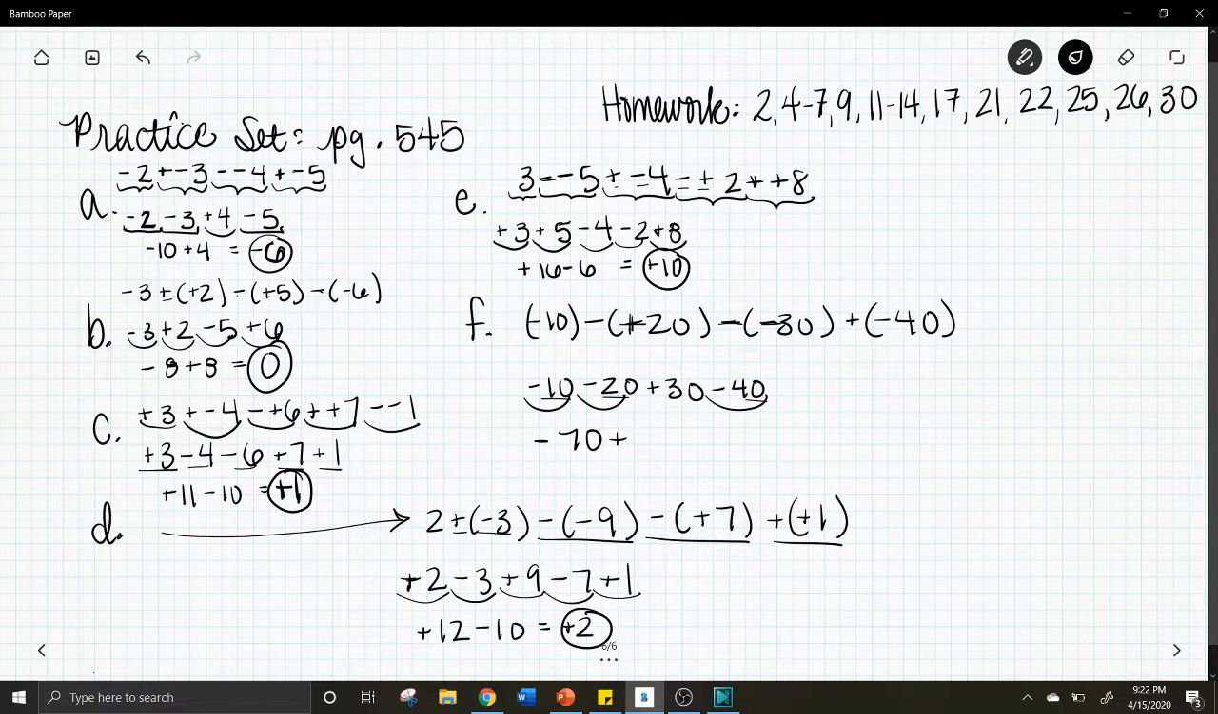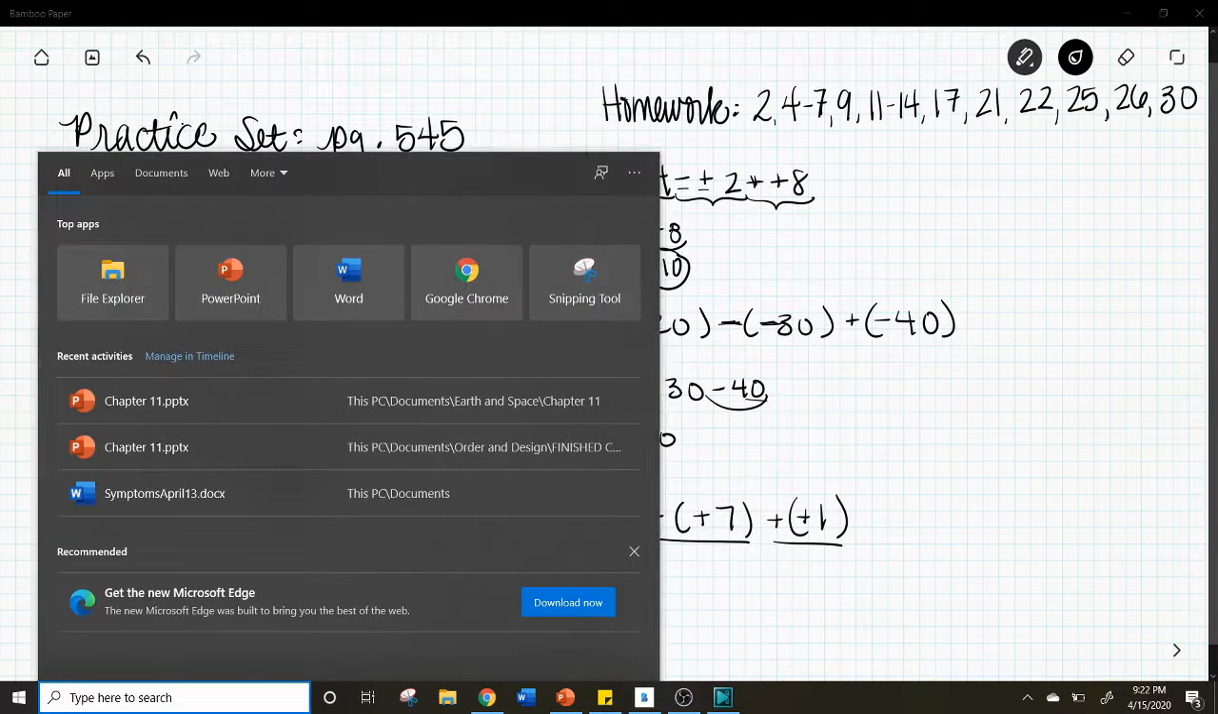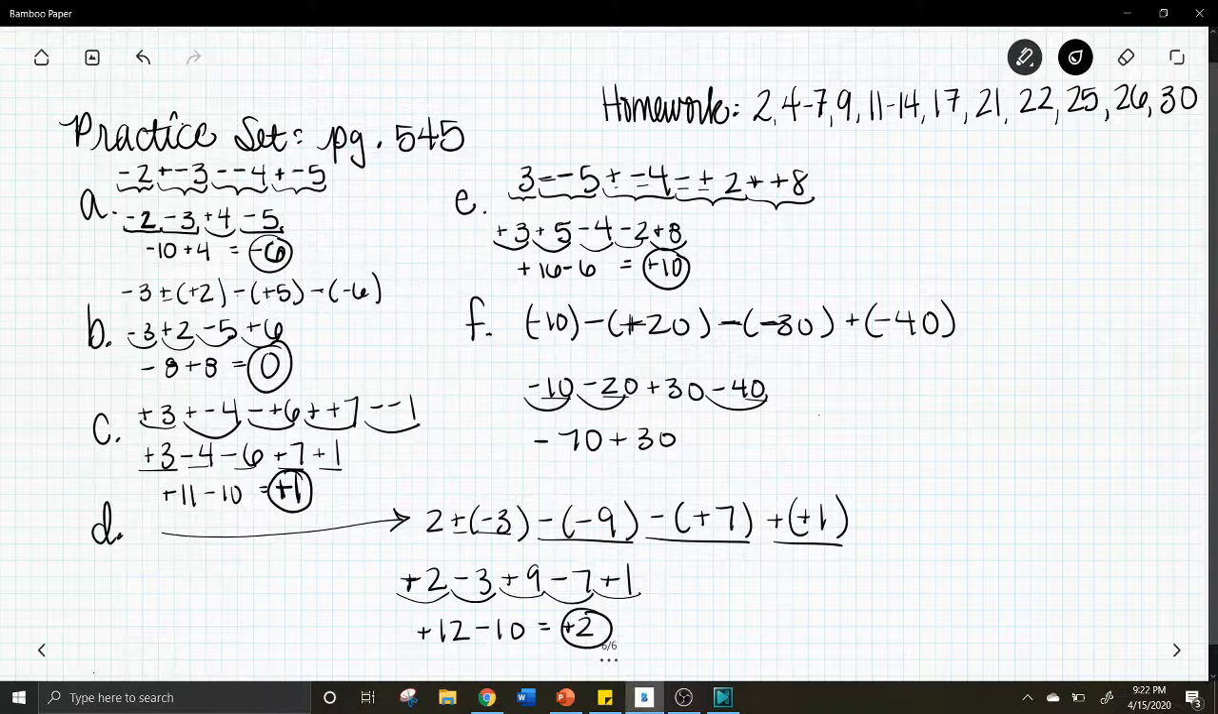And then we just have a positive 30. So what's negative 70 plus 30? Negative 70 plus 30 is a negative 40. Okay.